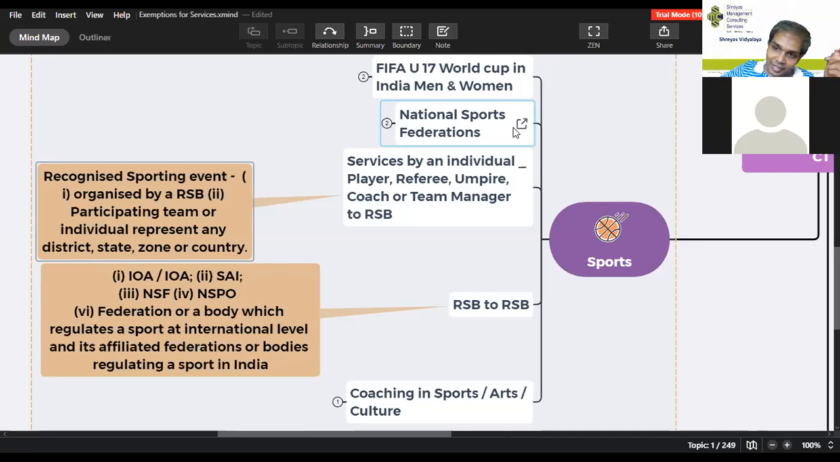In fact, we had another issue, a very interesting issue. We had one client. What happened? He is playing for somebody called Vidarbha Cricket Association.